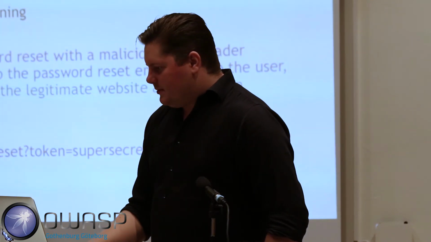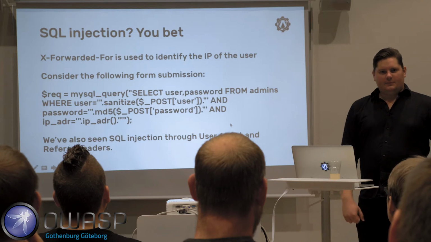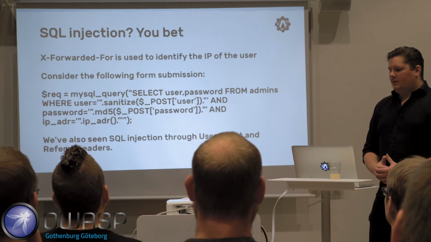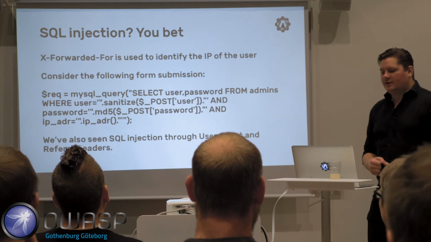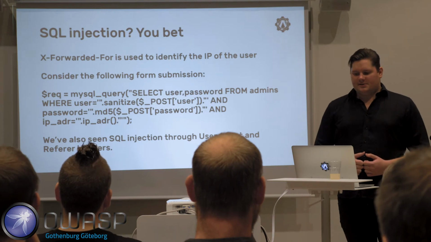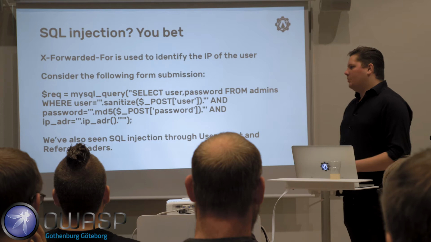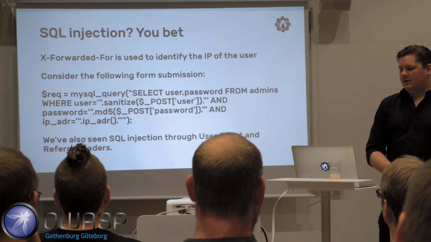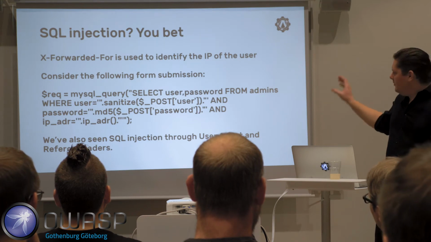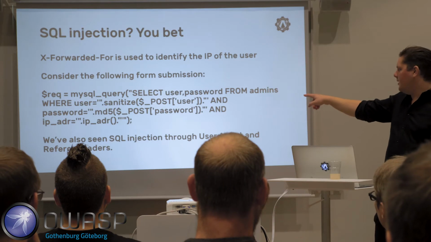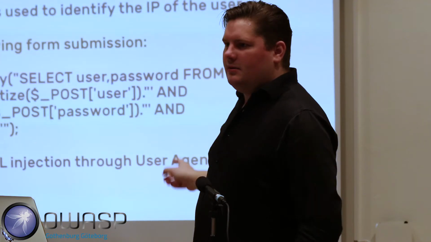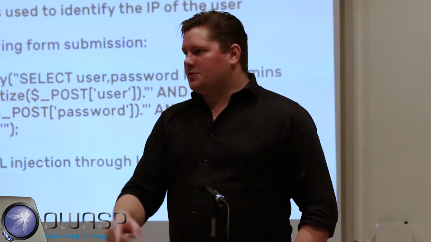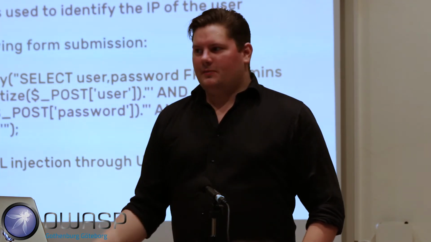So what else can we do with headers? SQL injection? You bet. X-Forwarded-For is a very interesting header. It's considered the de facto standard for identifying the originating IP address of a client connecting to a web server through an HTTP proxy or load balancer. Now, this header can be manipulated by the user. So wherever you have a function such as IP address, you can see in this SQL query here, that might actually be based on the value of the X-Forwarded-For header, which is supposed to be set by a load balancer or proxy. But if you set it as a user, it will still be accepted.